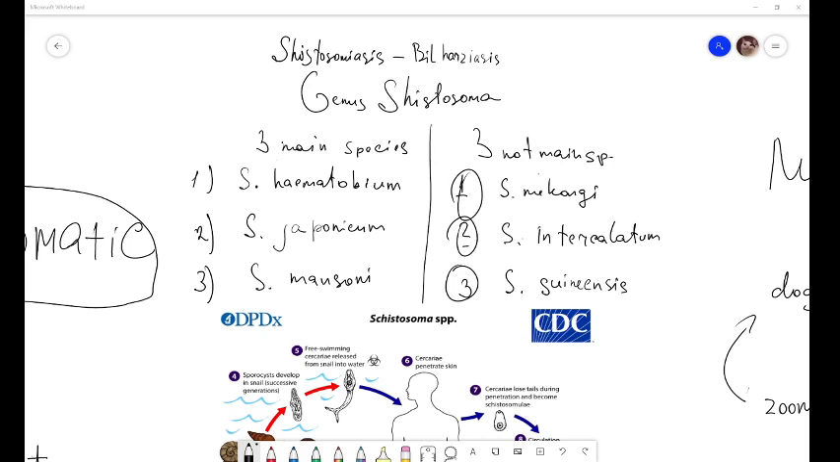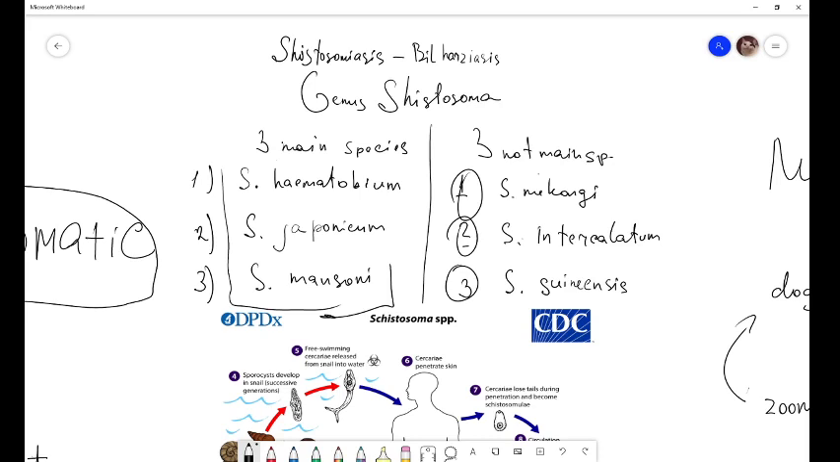The three main species infecting humans are Schistosoma haematobium, Schistosoma japonicum, and Schistosoma mansoni. And these three species you must know. And another three species are not main to learn, but you must know about them, because as doctors, you can meet them in your patients.